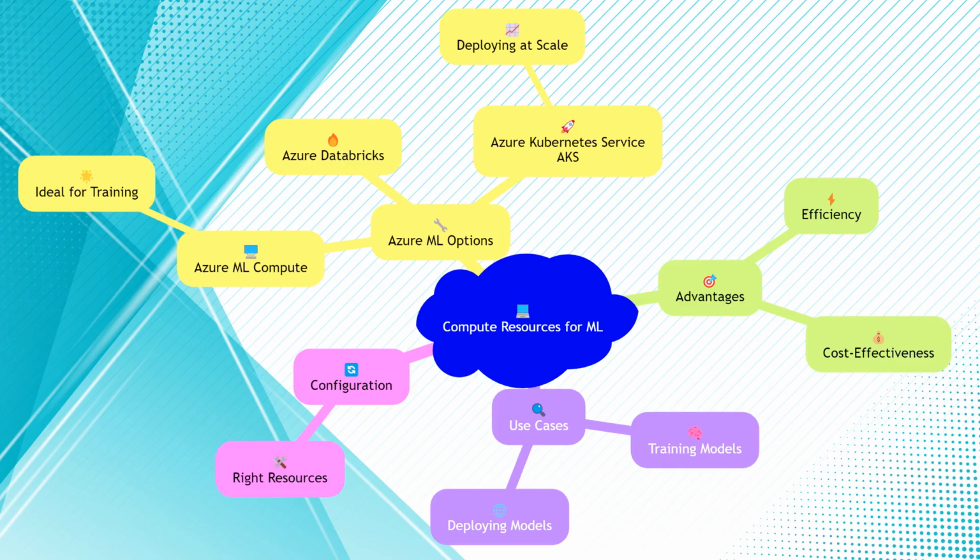Compute resources are essential for training and deploying machine learning models. Azure ML offers various compute options, such as Azure Machine Learning Compute, Azure Kubernetes Service (AKS), and Azure Databricks. Each option has its own advantages and use cases. For instance, Azure ML Compute is ideal for training models, while AKS is suitable for deploying models at scale. Configuring the right compute resources ensures that your machine learning tasks are performed efficiently and cost-effectively.